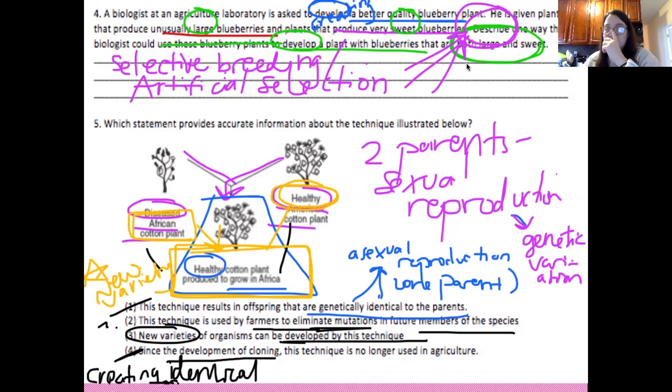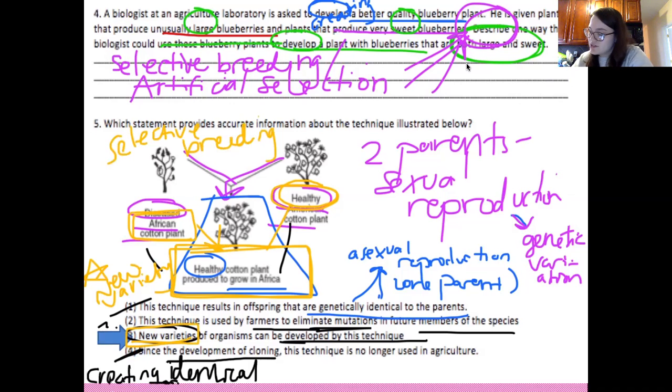Now, when this happens, when we choose which plants to mate together and selectively choose which traits are passed on, once again, this is known as selective breeding. So number 5 is selective breeding. And we are producing new varieties of organisms. So the correct answer for this is going to be number 3.